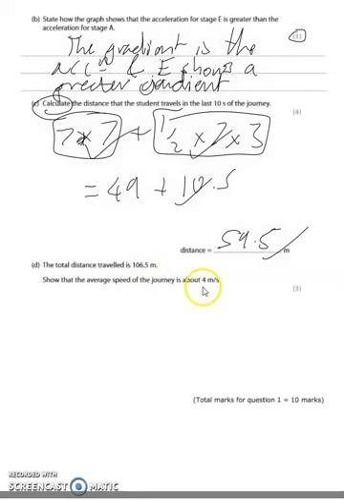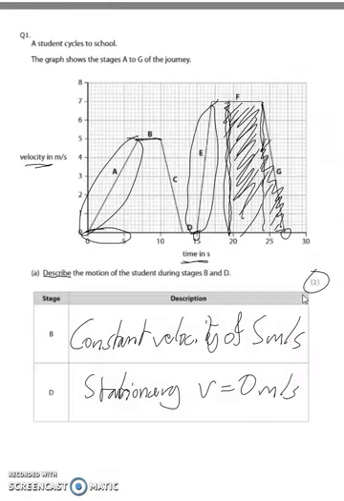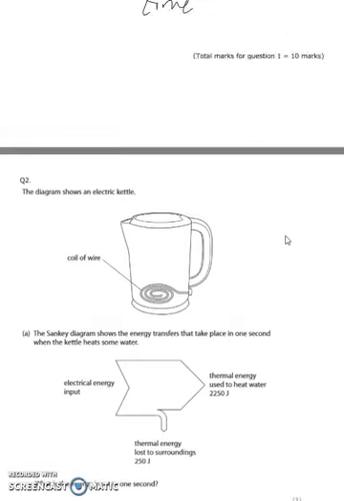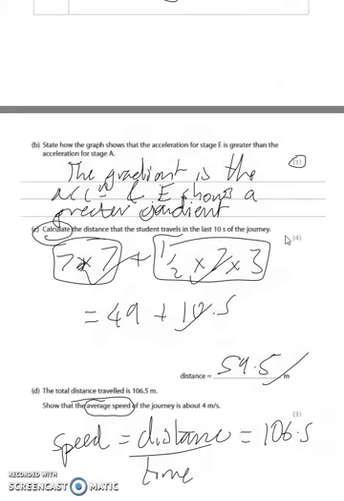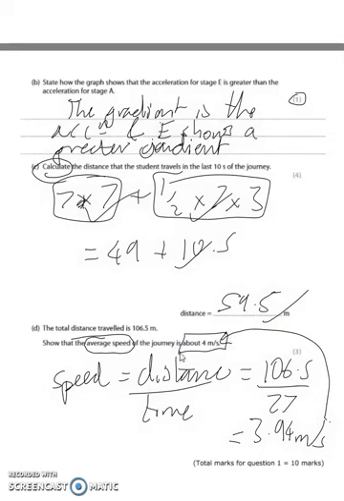So the average speed of the journey is 4 meters per second. So we're going to show that. So we know what we're going to try and get to. Now they're working out average speed, and we know that average speed equals distance over time. So the distance they've given us is 106.5, and then we read off from the graph what the time to travel that distance is, which if you work it out is 27 seconds. So then finally, that would be 3.94 meters per second, which is about 4 meters per second. And that's question number 1.